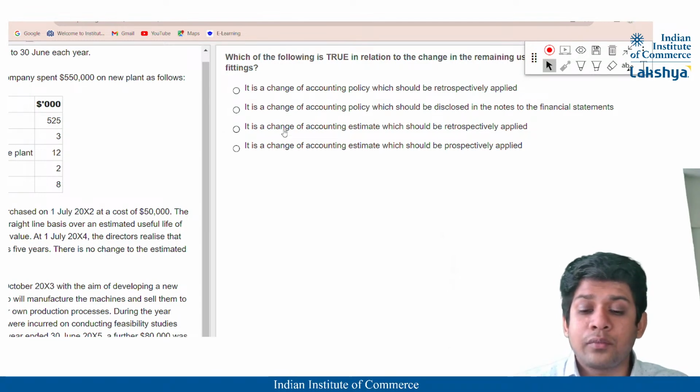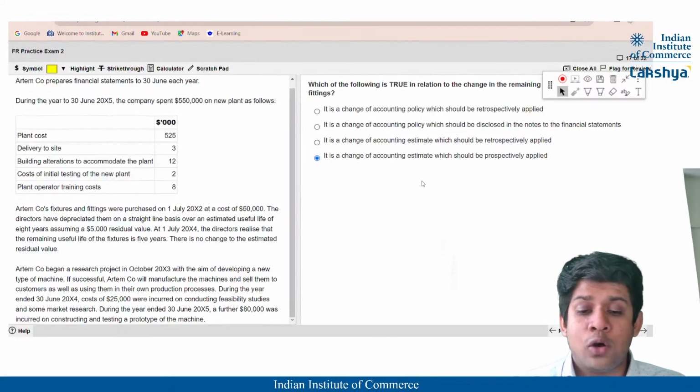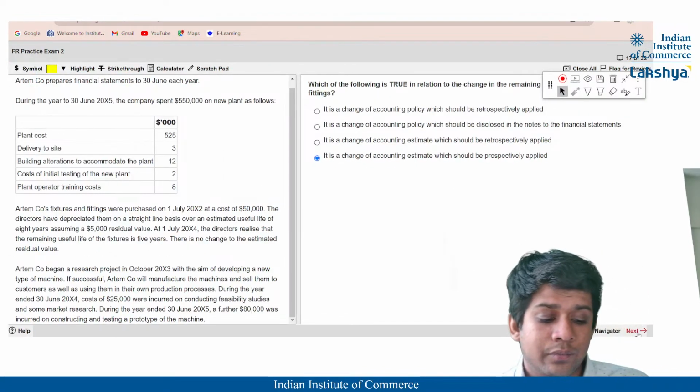So technically, a change in the accounting estimate is to be dealt with prospectively. So obviously, a change in the depreciation estimate is a change in accounting estimate, which will be dealt with prospectively. Okay, which should be prospectively applied. So I hope this sum is clear to you all.